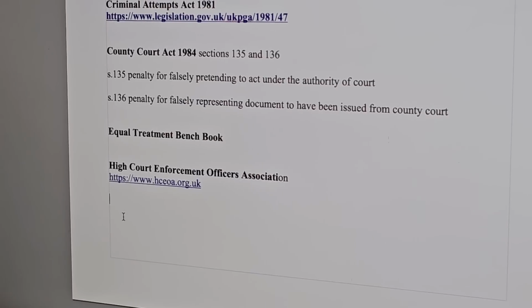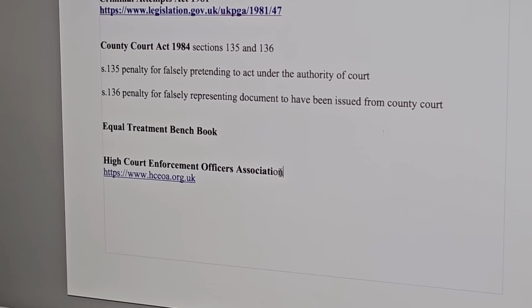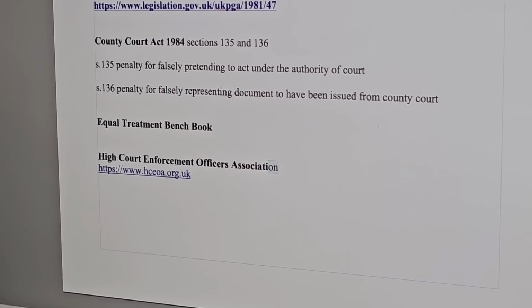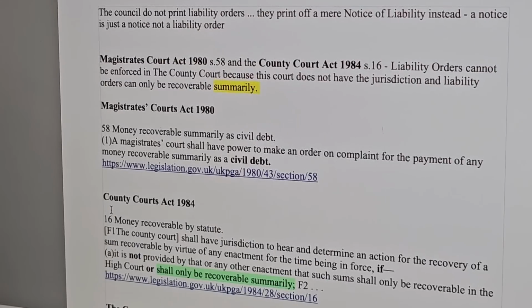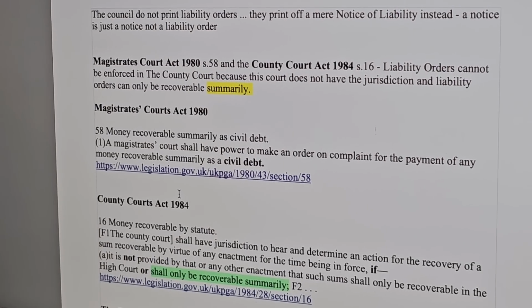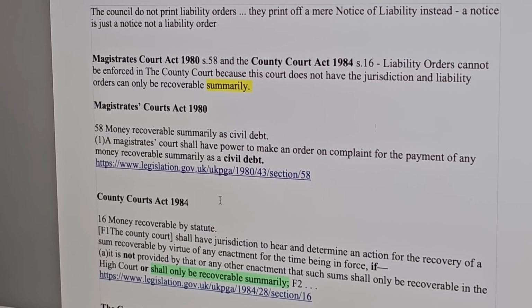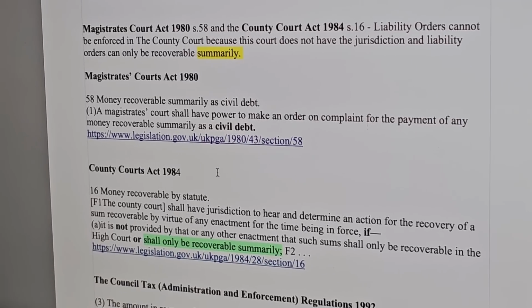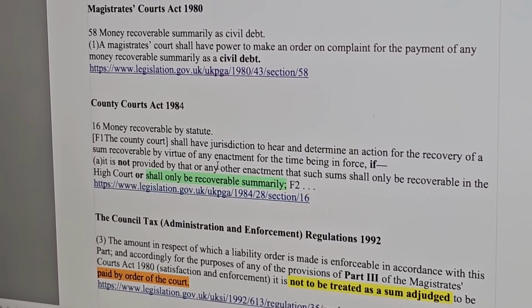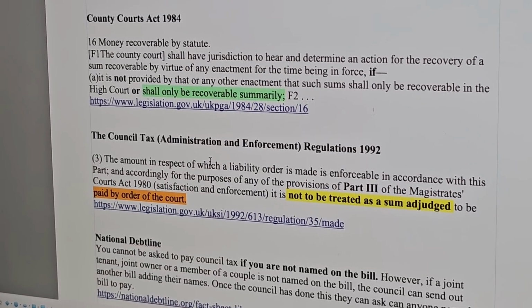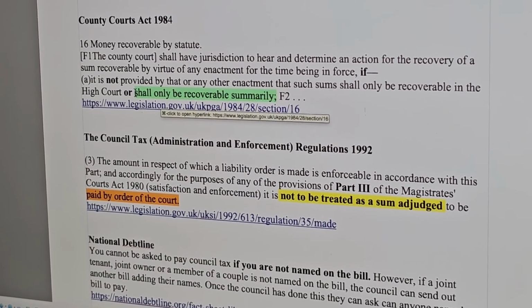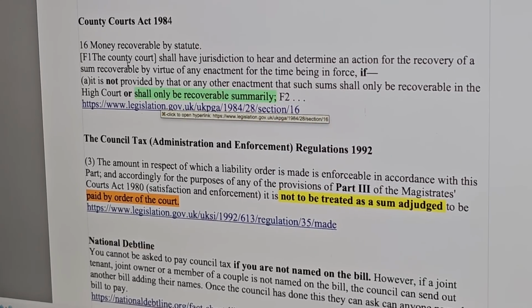So we've gone from the start of proving there's no liability. They can't prove you the liability. They issue it in a magistrate's court. It's a civil debt. The county court has no jurisdiction over it. No. But somehow the magistrate court pushes it onto the county court, where they issue you CCJs, bankruptcy, etc.